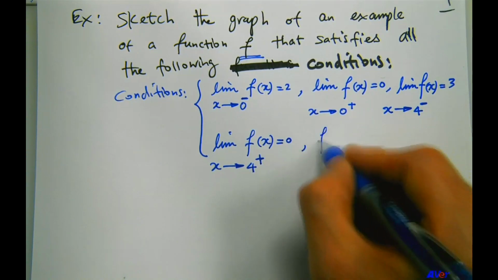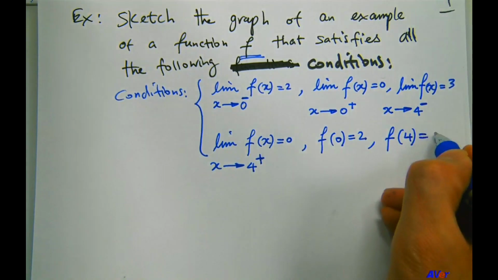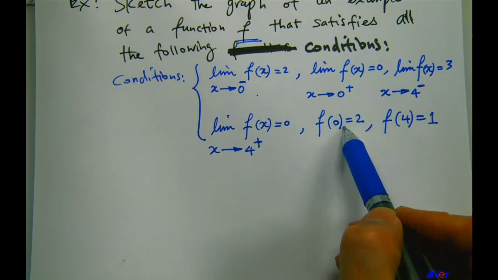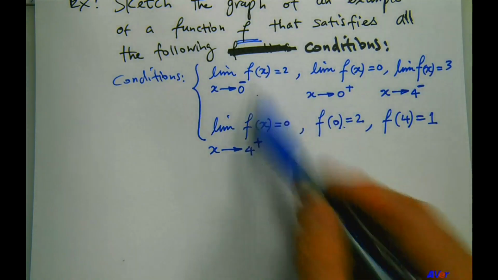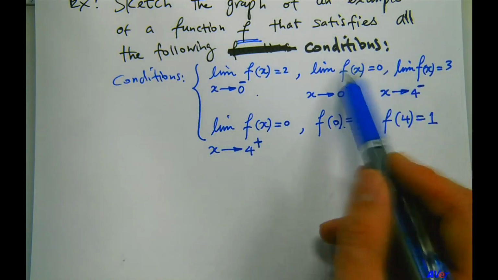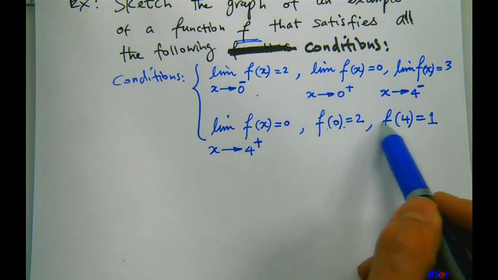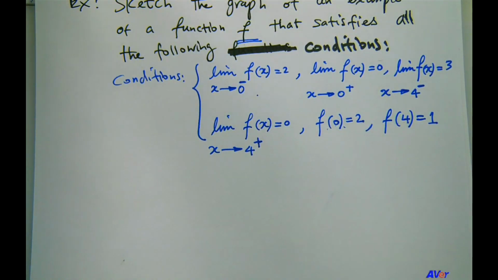And then also the value of the function at 0 is equal to 2, and the value of the function at 4 equals 1. Okay, so we have 1, 2, 3, 4, 6 conditions to meet. So where do we start? When you have a problem like this, you always want to start from these two first. So plot these 2 points in your graph. Then draw the limits so that these limits make sense. But first, you want to start with the values of the functions that are given, where you know the function exists at these 2 points. So let's do that.